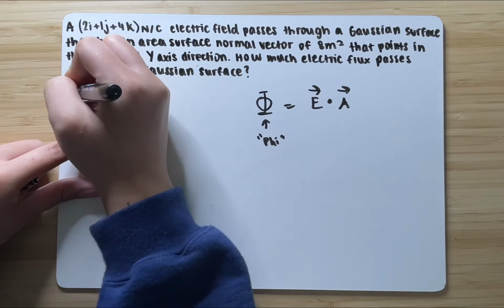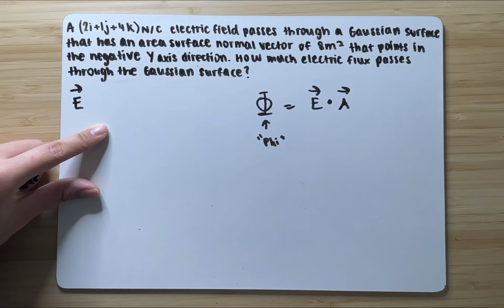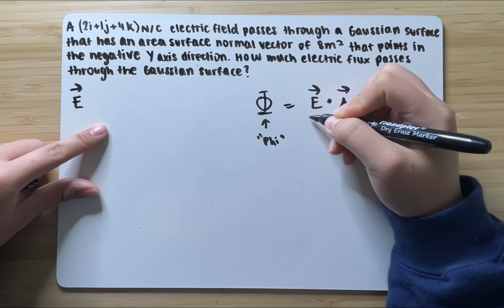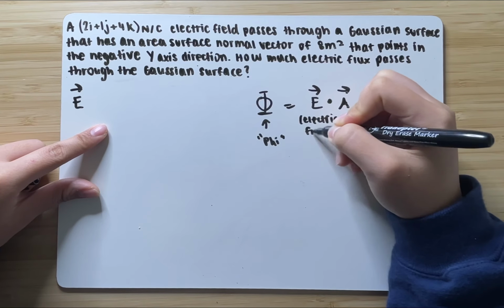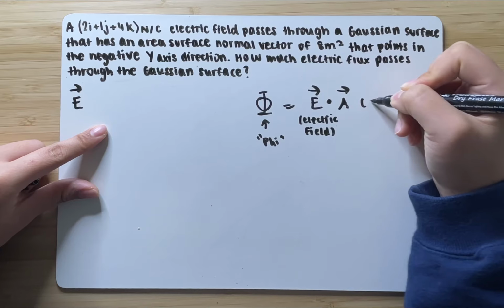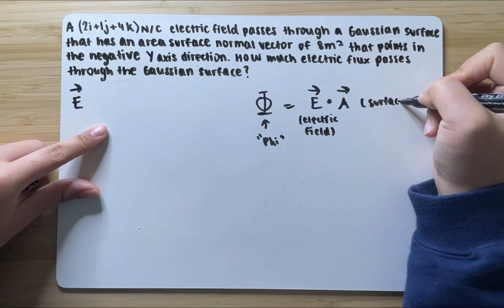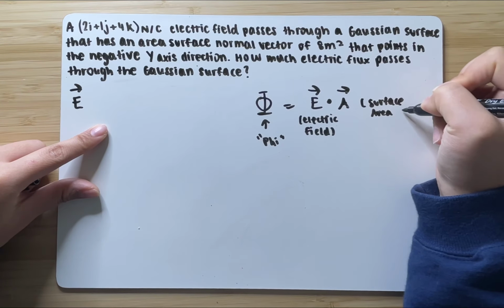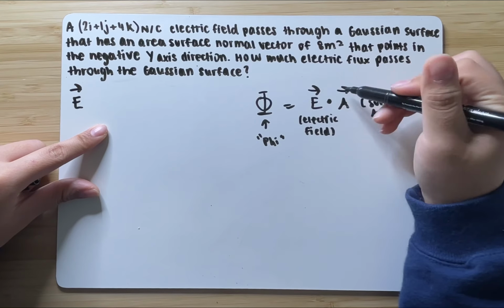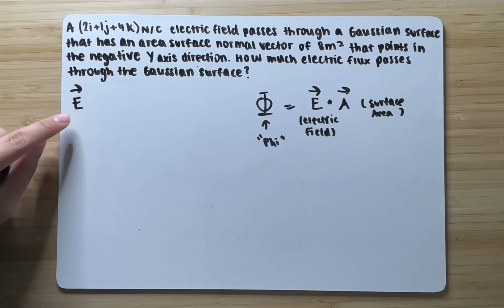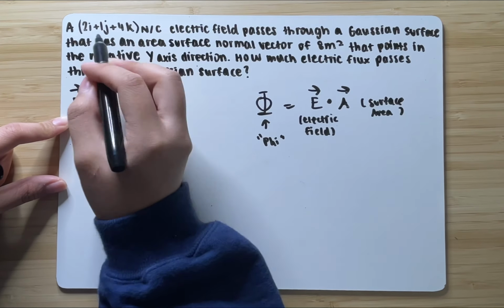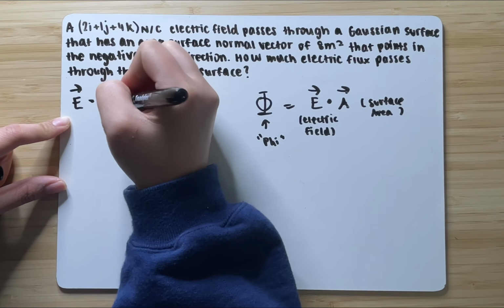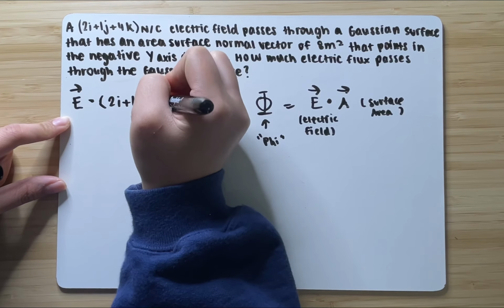So we have E over here. Let me label them. So this is electric field, and this is surface area. And these arrows just mean that they're vectors. Okay, so let's find the electric field vector. We know here that the electric field vector is going to be this. So we have 2i plus 1j plus 4k.